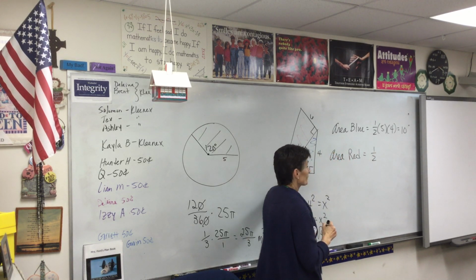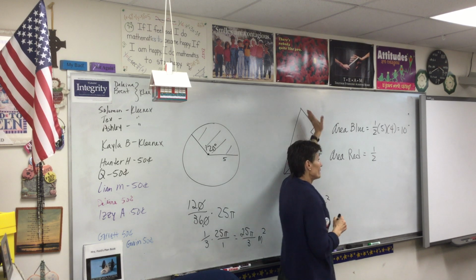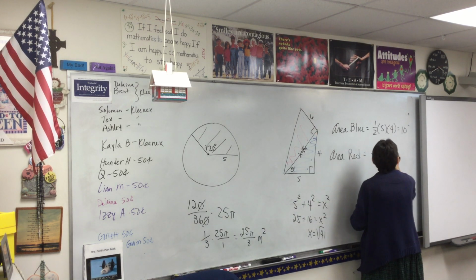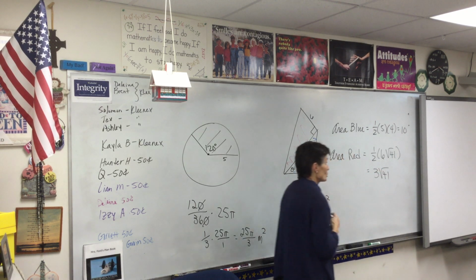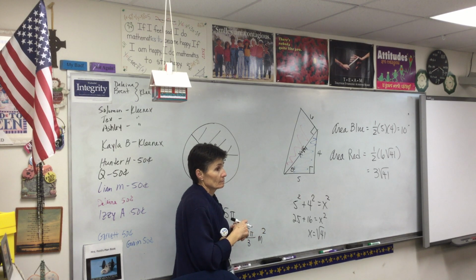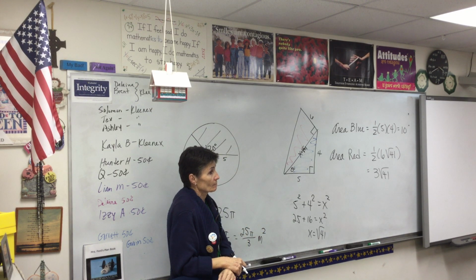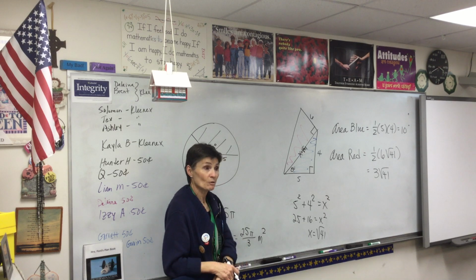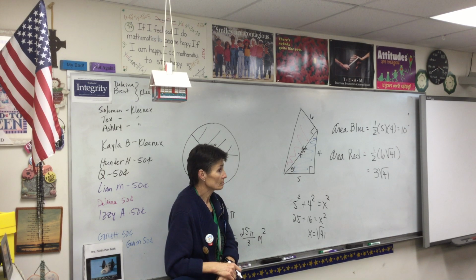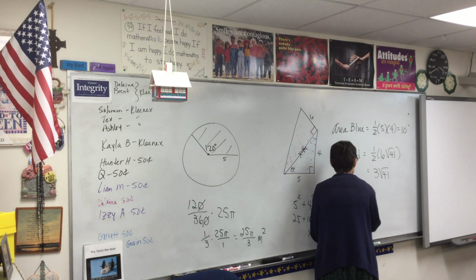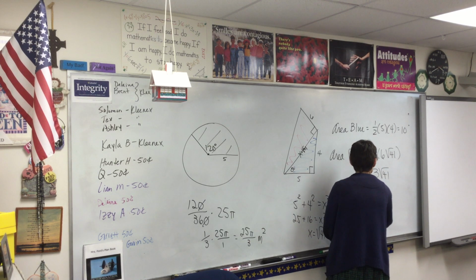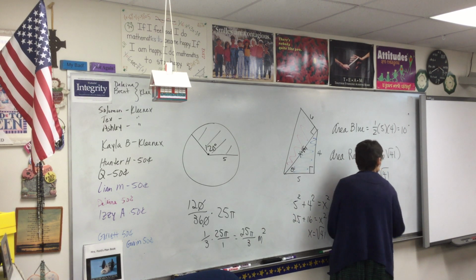1/2 root 41 times 6. So that would be 3 root 41 because 1/2 of 6 is 3. One half of 6 is 3, right? So how do I get the area of the whole figure then? Add them together. So the whole shape is 10 plus 3 root 41.